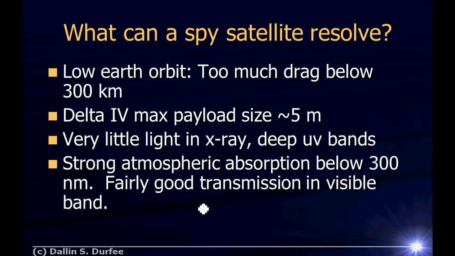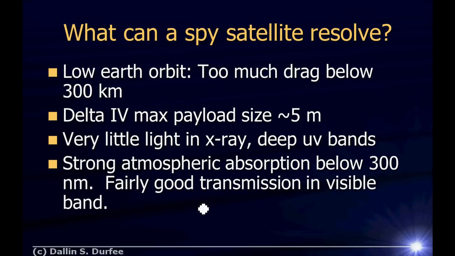Okay, how are we going to get this satellite into space? Well, maybe we use a Delta IV rocket. That's a big rocket. The maximum payload size it can bring up has a diameter of 5 meters. So let's assume that our mirror fills that space, and I've got a mirror that's 5 meters in diameter.